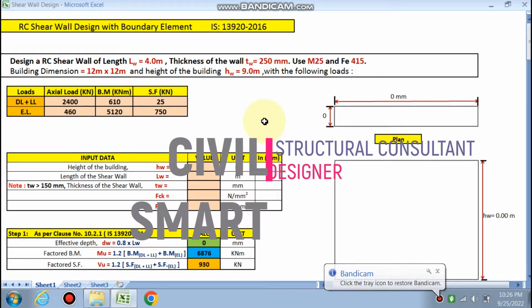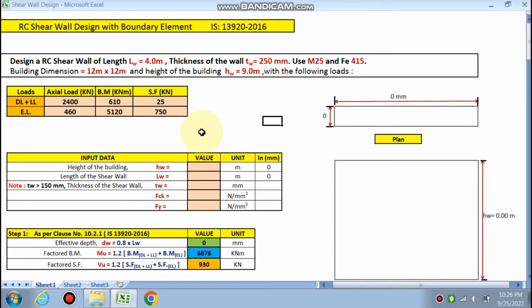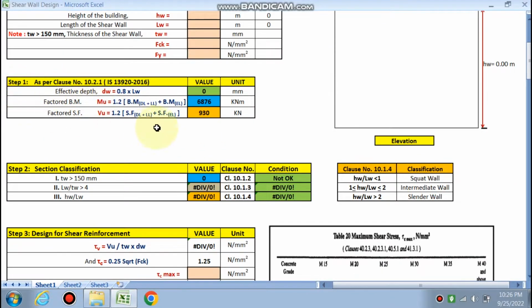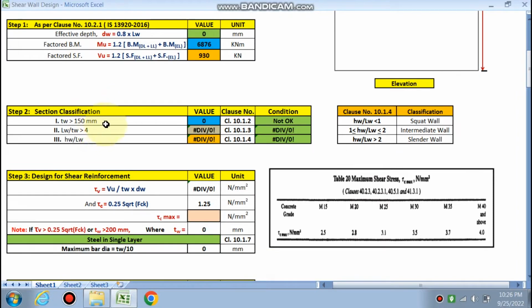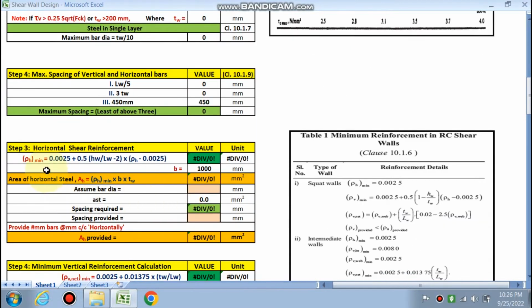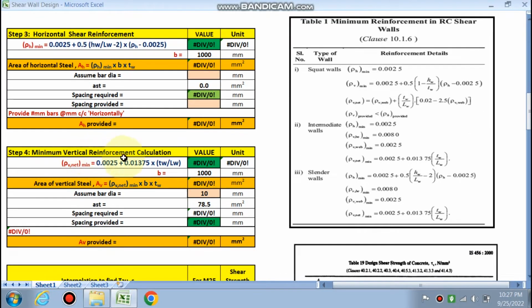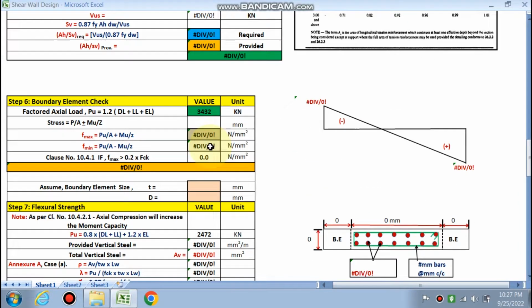Today we are doing part 2 for the shear wall design with boundary elements. In the first part we found the effective depth, factored bending moment, and factored shear force. We did the section classification, the design for shear reinforcement, the maximum spacing for the vertical and horizontal bars, calculated the horizontal shear reinforcement and the minimum vertical reinforcement for the shear wall, and did the shear check.